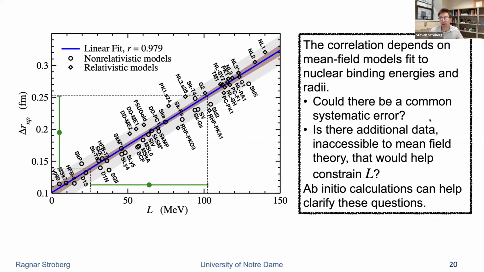Maybe not. And you may also wonder, is there some additional data that you don't usually include in the mean field theory that would also help to constrain L? Because there's this very large range of values which are all predicted by mean field models, and they all do a good job predicting nuclei. So this is really poorly constrained. And so doing an ab initio calculation can help clarify both of these questions.